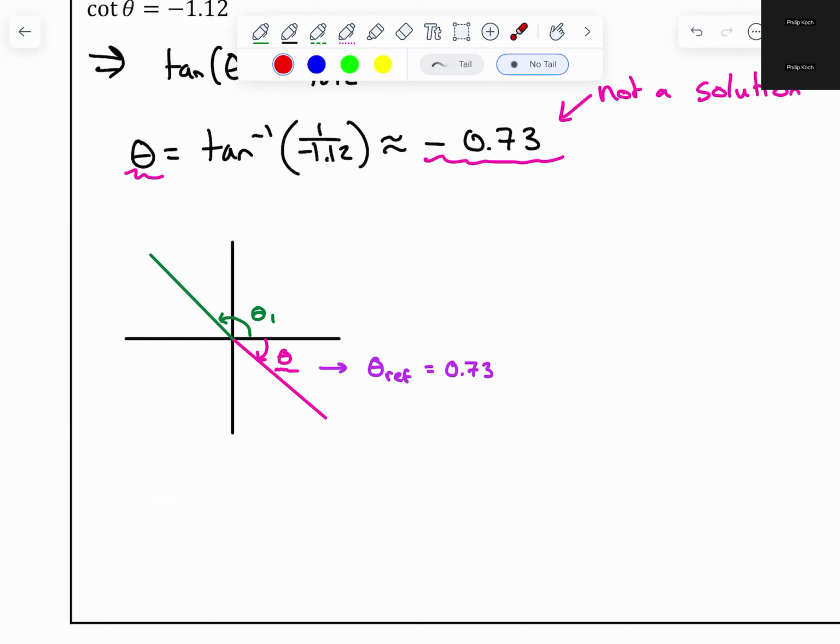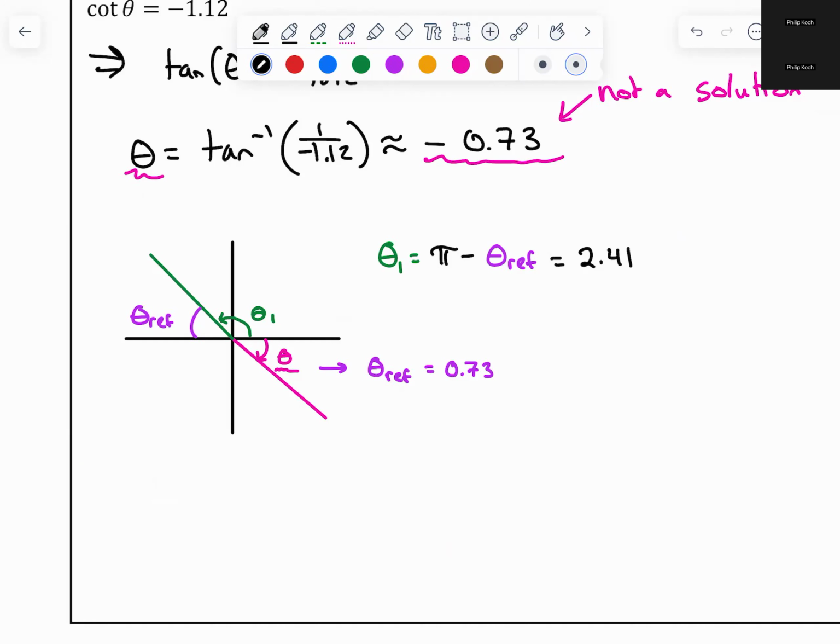Okay, so you could add pi, or you could think of it as this is theta sub reference. So we could either add pi, or we could do theta sub 1 is equal to pi minus theta sub reference. Either way, you'll get the same answer, which will be pi minus 0.73, and you get 2.41.